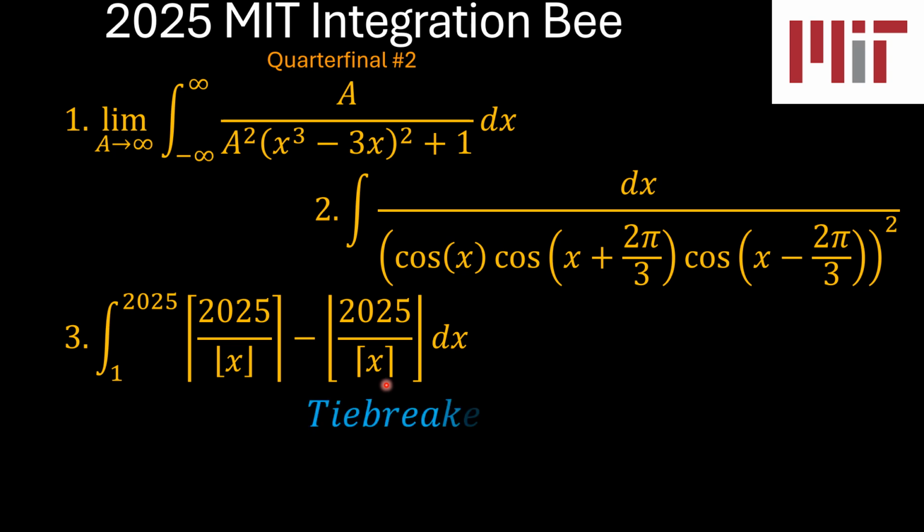And then there was a tiebreaker problem. This was tiebreaker number 4, since in the first quarterfinal they ended up going through 3 tiebreaker problems. So the fourth tiebreaker problem was (x plus 1) times e to the power x times the natural logarithm of x. So these are the problems that we'll be looking at today.